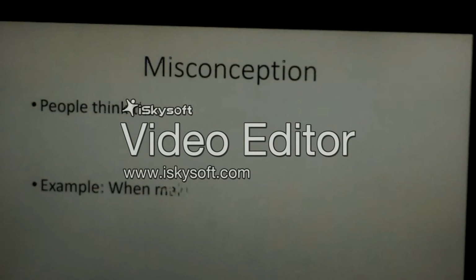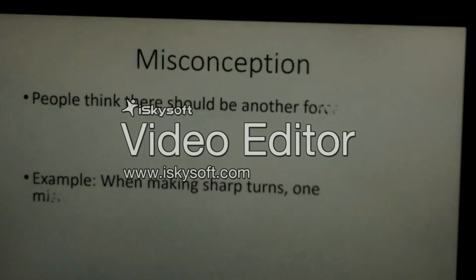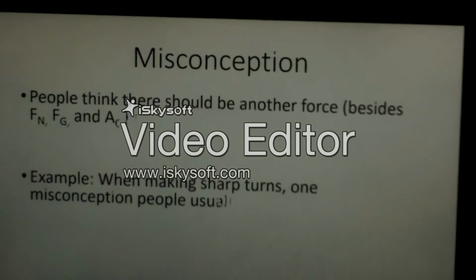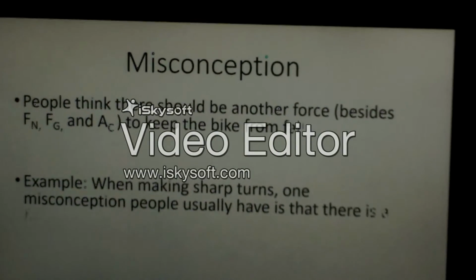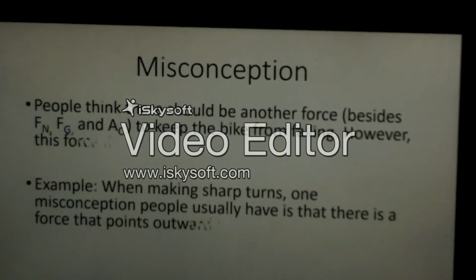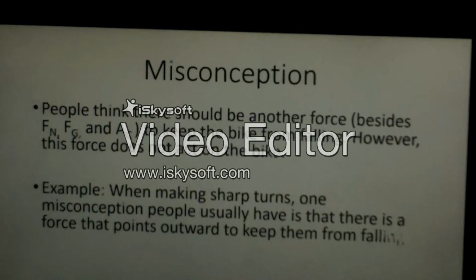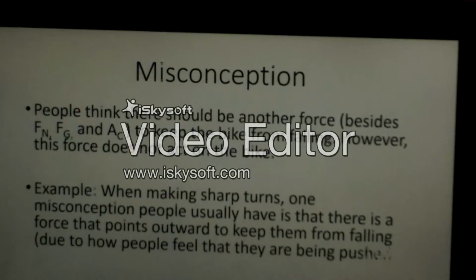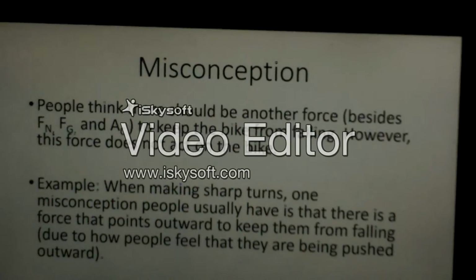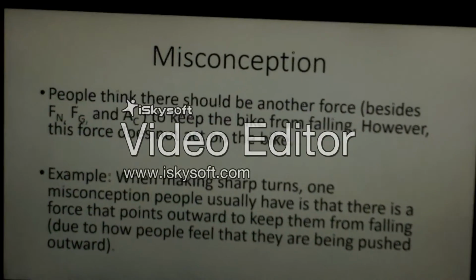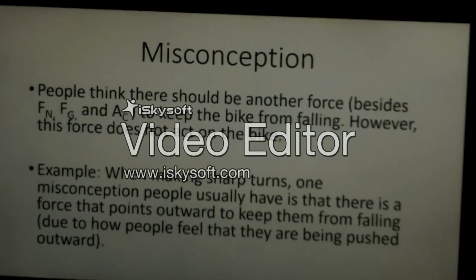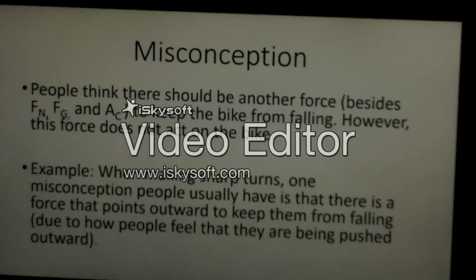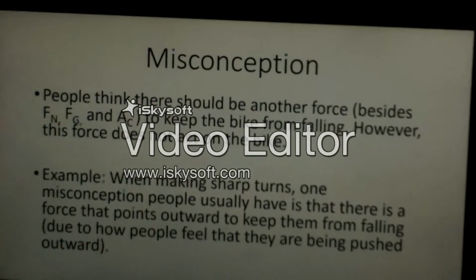The misconception to this is that people usually think that there should be another force acting on the object besides the centripetal acceleration Fg and Fn to keep the bike from falling. However, the B to A force does not act on the object. For example, people usually think that when they make sharp turns in a moving vehicle, there is a force that points outward to keep them from falling inward.